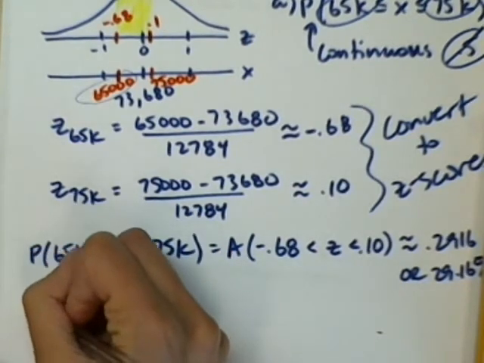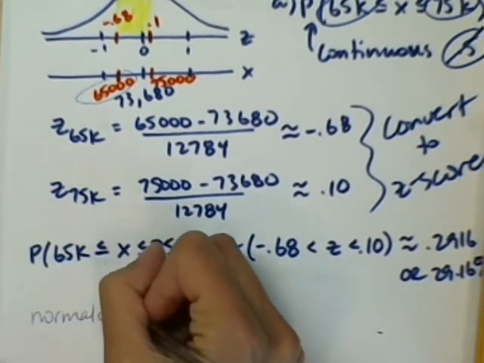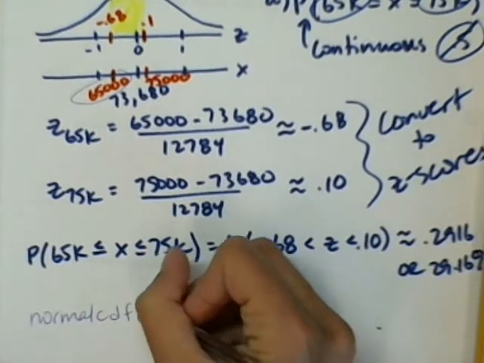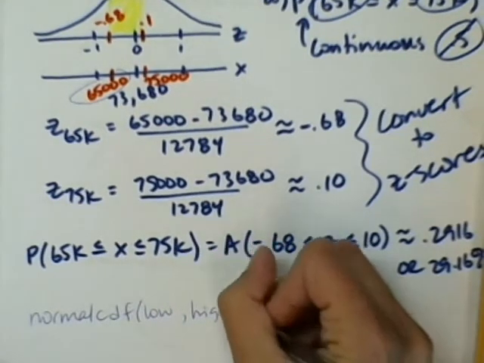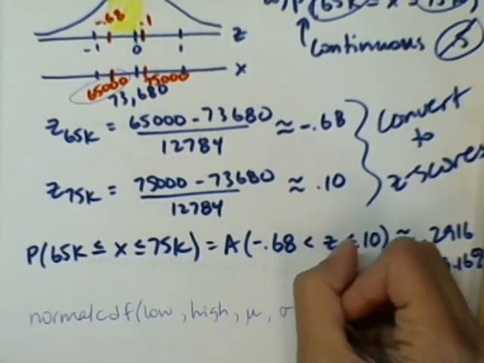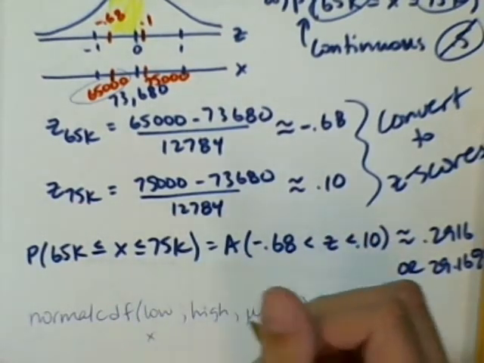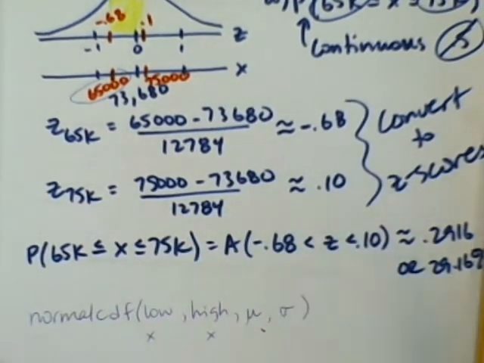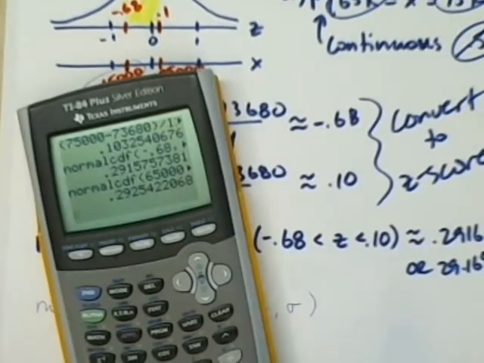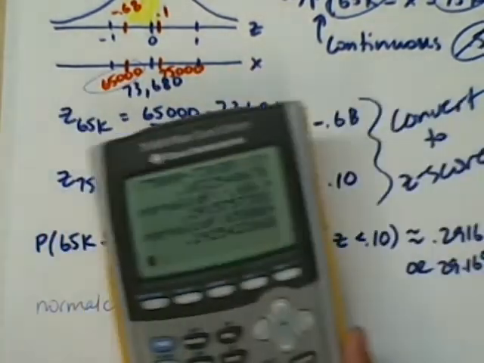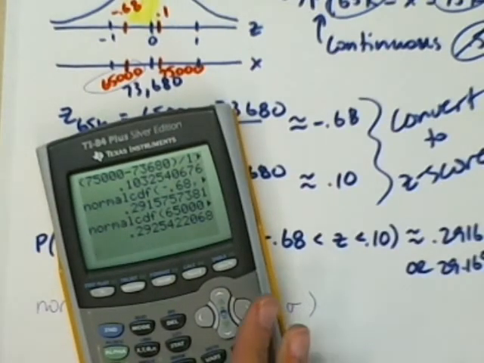So this is normal CDF. Low, high, mean, standard deviation. This is if you're using X's. Okay, so low X, high X, your mean and your standard deviation. Okay, we got the same answer, very, very close to the same answer. I rounded, by the way, which is why we got slightly different answers, but we're close enough.